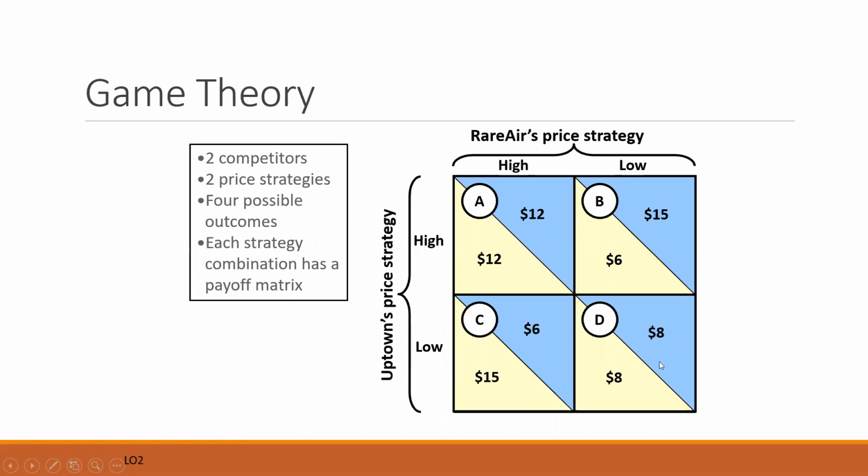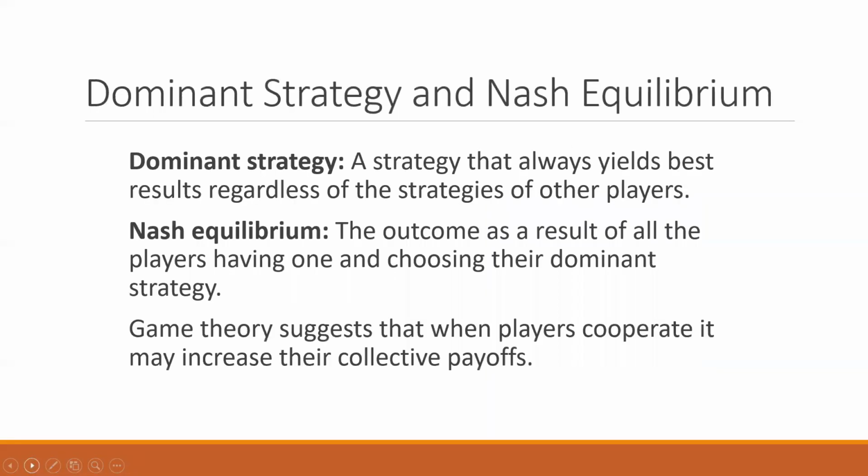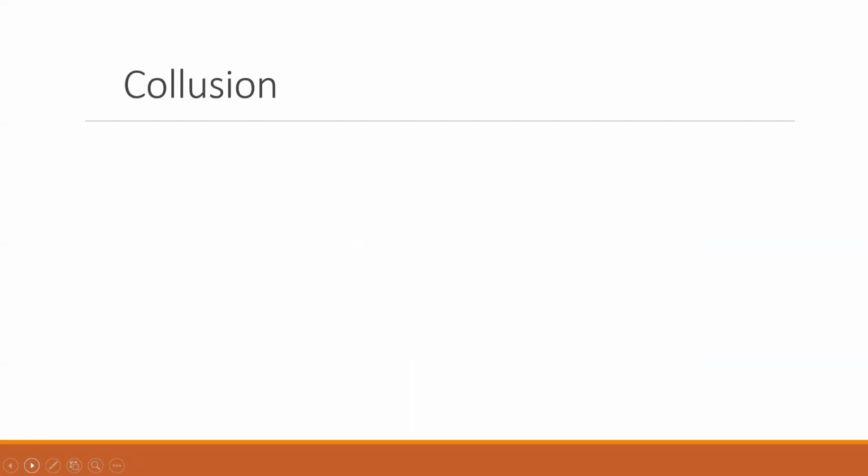Since they are making independent choices, they are ending up with the outcome of D in this case. Now, what does game theory suggest? That when players cooperate, it may actually increase their collective payoff or collective profits. What do we call that scenario? That one we actually call collusion.